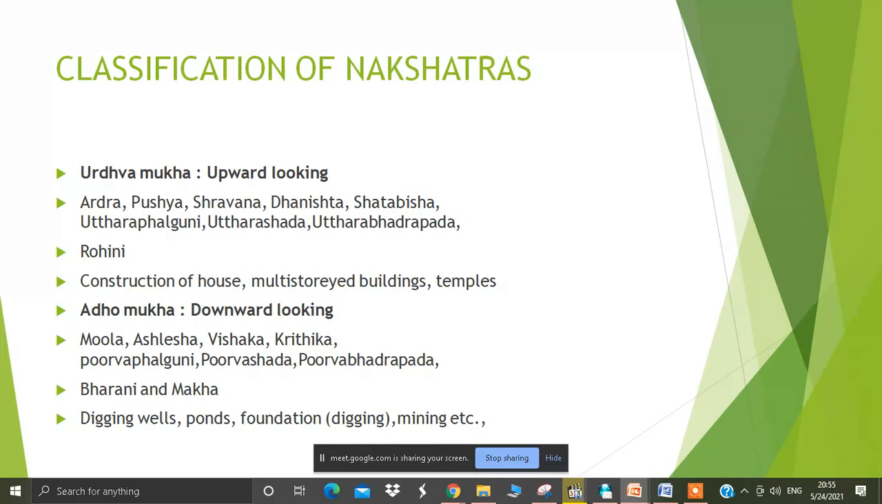So what are those activities? Construction of houses, temples, all construction activities which go above the ground. This will be good for these nakshatras. Adhomukha means downward looking: Mula, Ashlesha, Vishakha, Krittika, Purva Phalguni, Purva Ashadha, Purva Bhadrapada, Bharani and Magha. All those are for going below the ground: underground activities, digging wells, ponds, digging the foundation for a house, mining. All those things will be done in the Adhomukha Nakshatras.